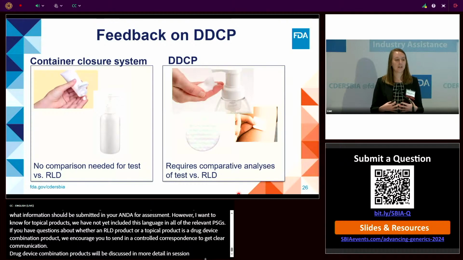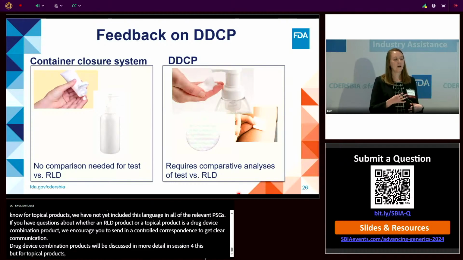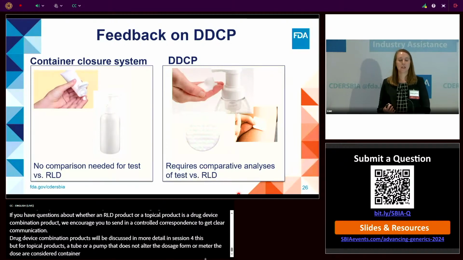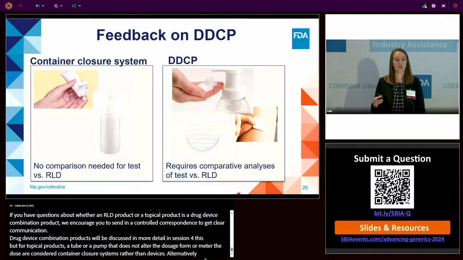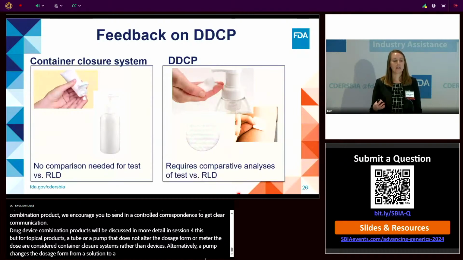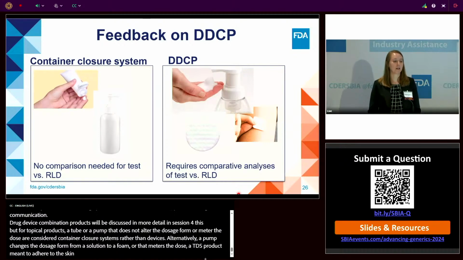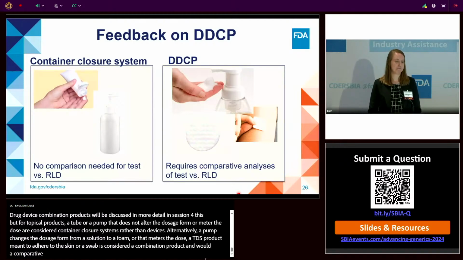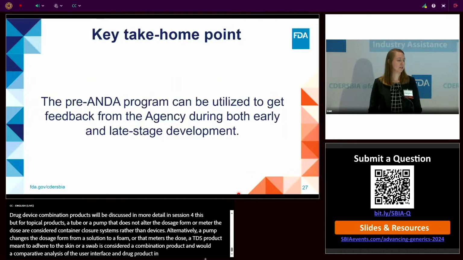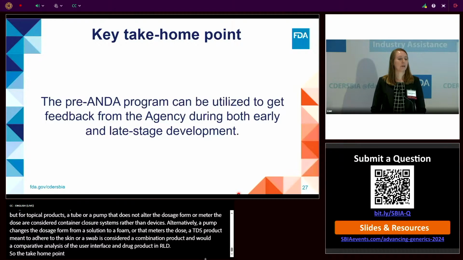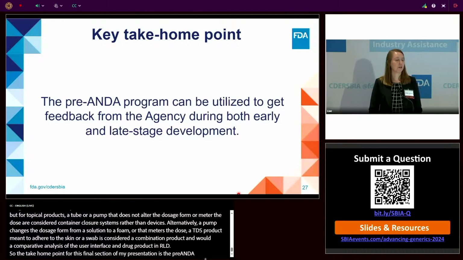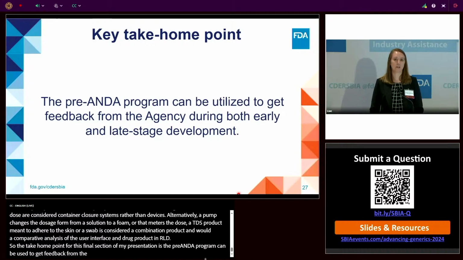But for topical products, a tube or a pump that does not alter the dosage form or does not meter the dose are considered to be container closure systems rather than devices. Alternatively, a pump that changes the dosage form, for example, from a solution to a foam, or that meters the dose, a TDS product that's meant to adhere to the skin, or a pledgette or swab is considered to be a drug device combination product and would require comparative analyses of the user interface of the test product and RLD. So the take-home point for this final section of my presentation is the pre-ANDA program can be utilized to get feedback from the agency during both early and late stage development, regardless of the bioequivalence approach you intend to use.